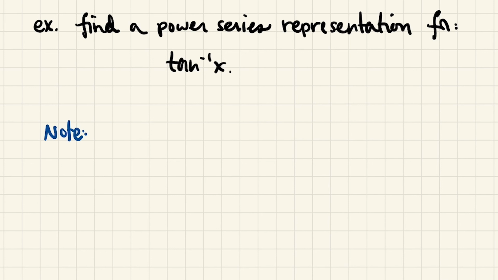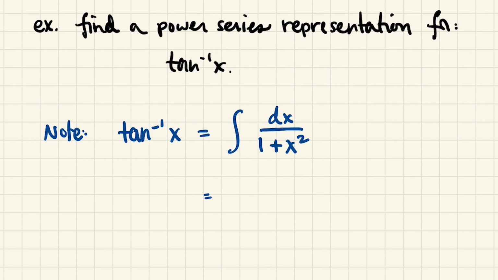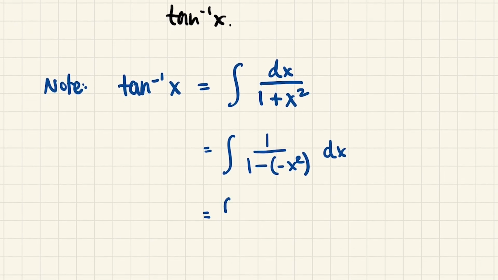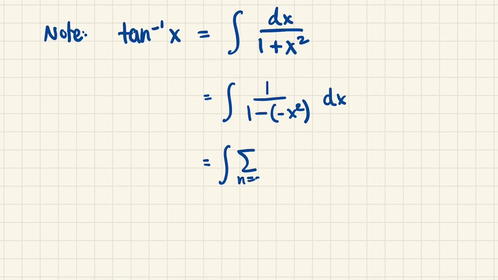So note, inverse tangent of x is an antiderivative of this form right here. Okay, very good. Why don't we write this as 1 over 1 minus negative x squared. We have the dx there. And we can write this as the sum of n equals 0 to infinity of negative 1 to the n, x to the 2n, dx.